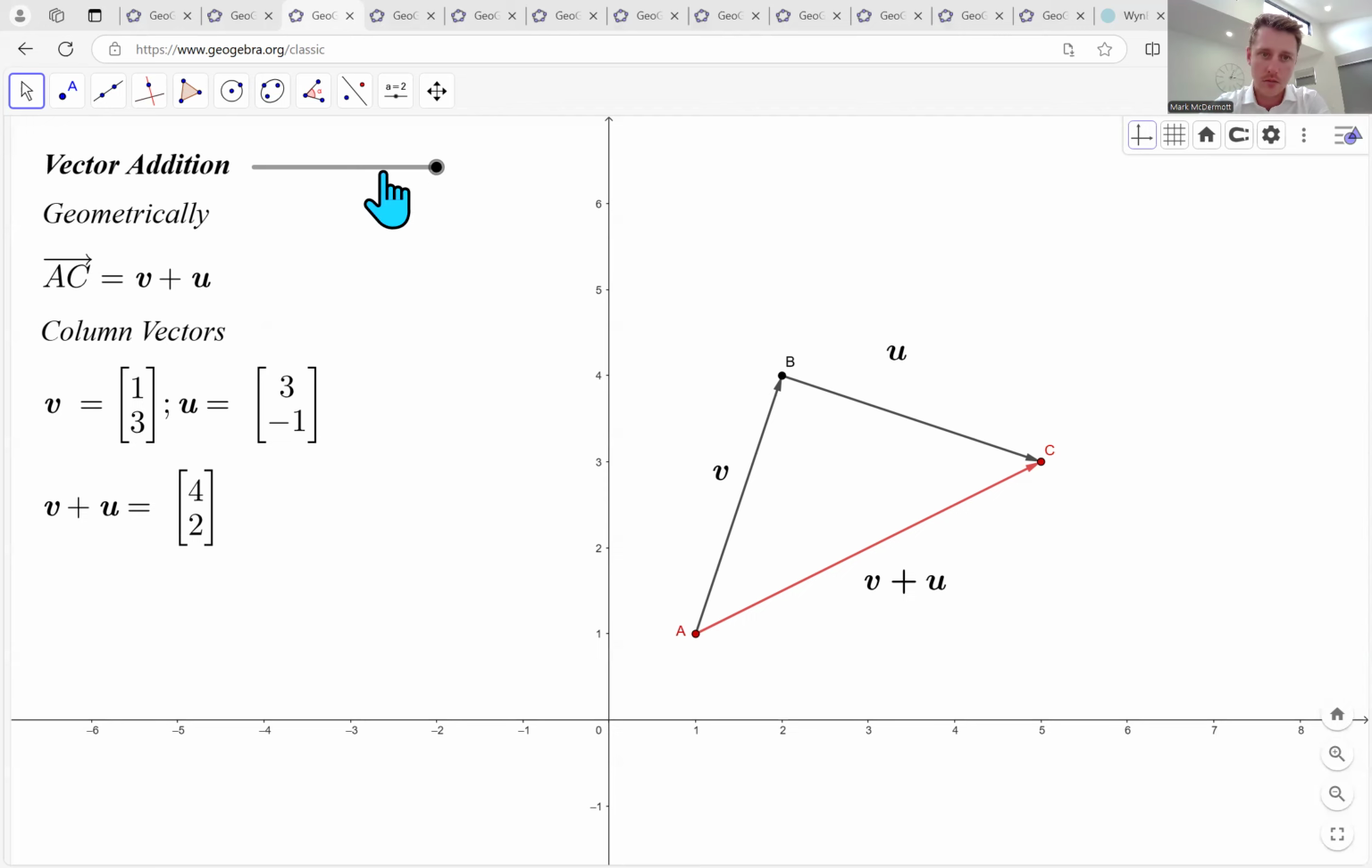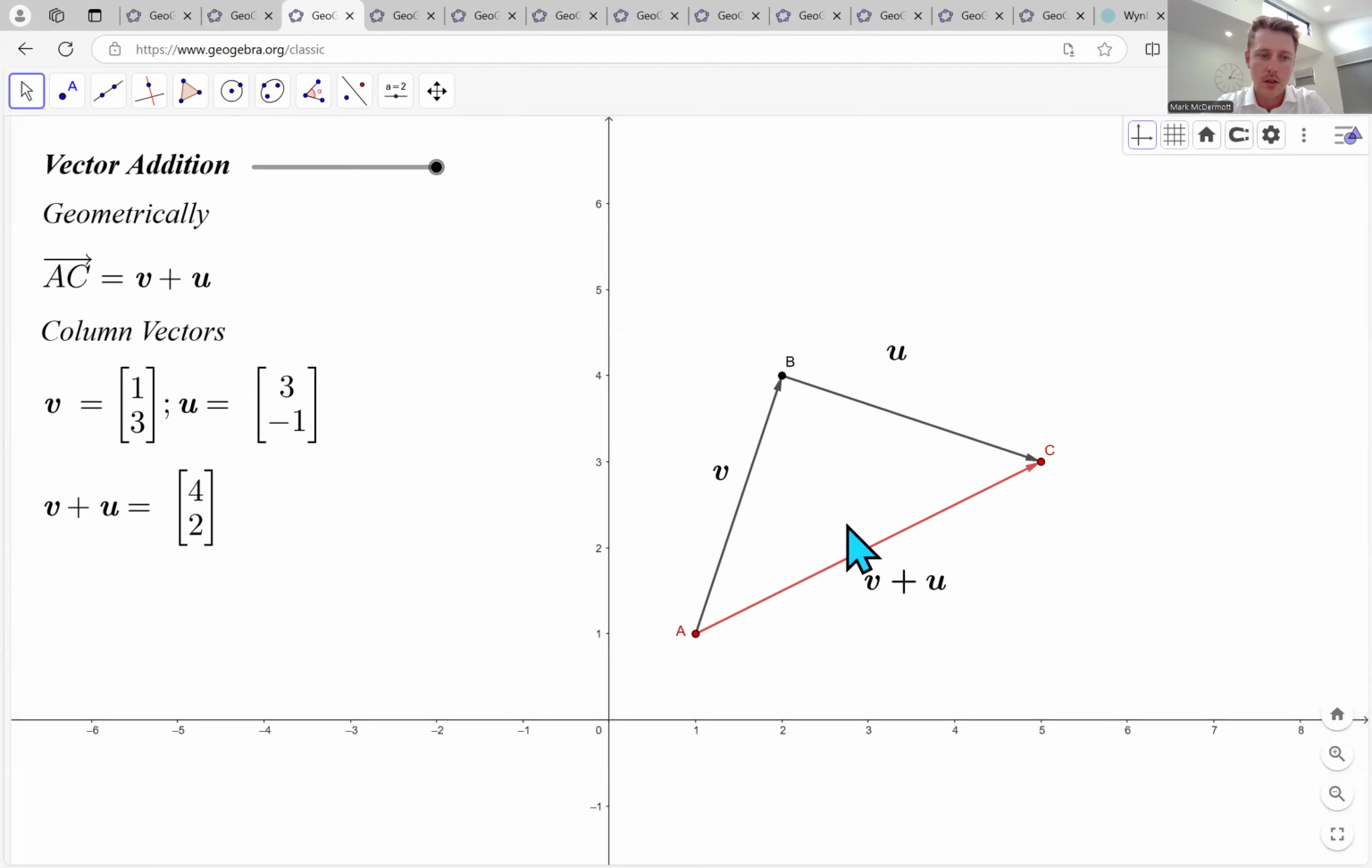And we can see that sort of creates that vector there. So yeah, we say that vector AC is equal to vector v plus vector u. If we were to look at a concrete example, if these happen to be two column vectors, in fact, v is the vector 1, 3, because we move across 1 and then we go up 3. Across 1, up 3, and then u, we go across 3, 1, 2, 3, and then down 1.